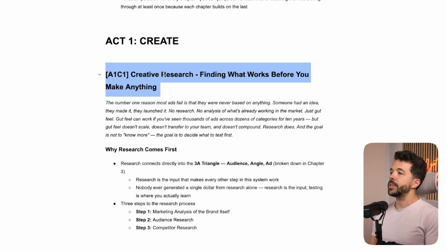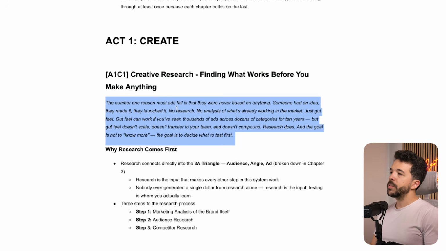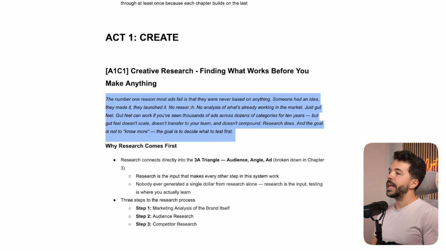Let's start with creative research, finding what works before you make anything. The number one reason most ads fail is that they were never based on anything. Someone had an idea, they made it, they launched it, no research, no analysis of what's already working in the market, just gut feeling. Gut feel can work if you've seen thousands of ads across dozens of categories for 10 years, but gut feel doesn't scale, doesn't transfer to your team, and doesn't compound. Research does, and the goal is not to know more, the goal is to decide what to test first.